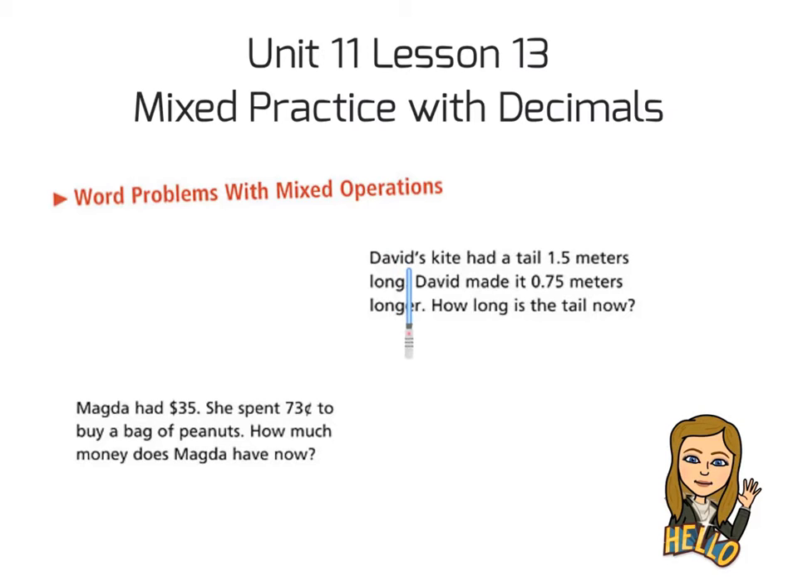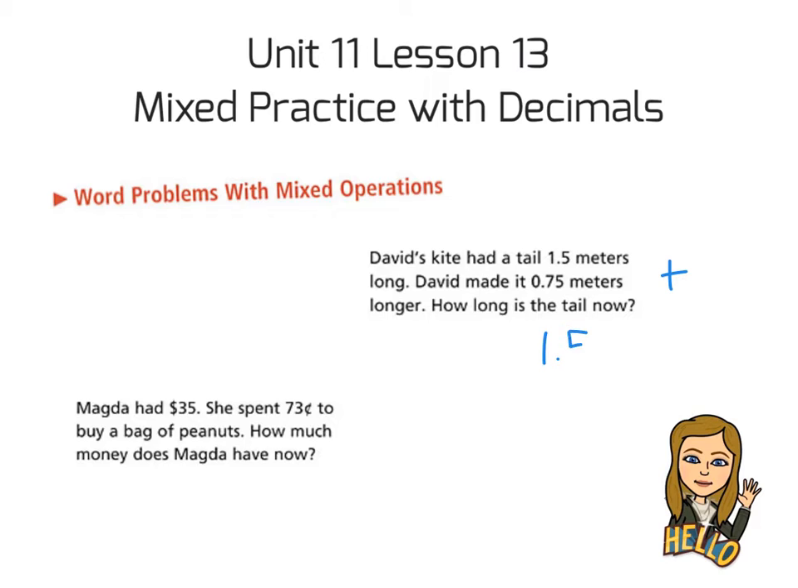So the first one says, David's kite had a tail 1 5/10 meters long. David made it 75/100 meters longer. How long is the tail now? So he took the original tail and made it longer. So he added on to it. So I know I'm going to be adding for this problem.